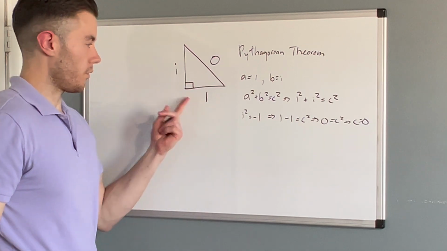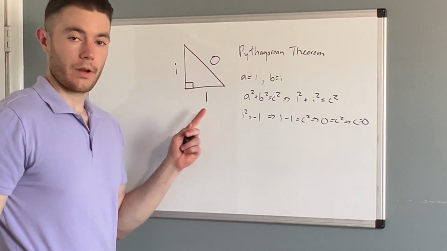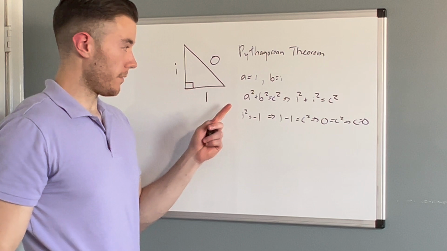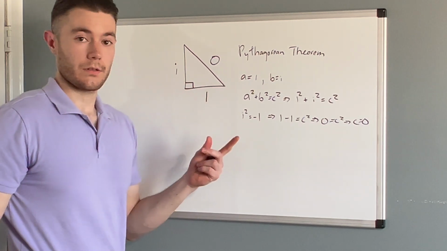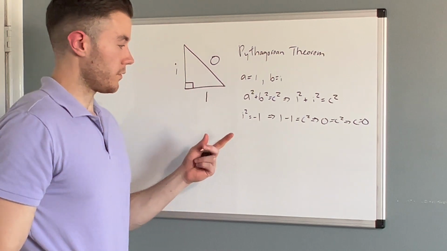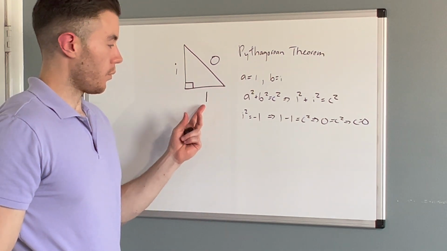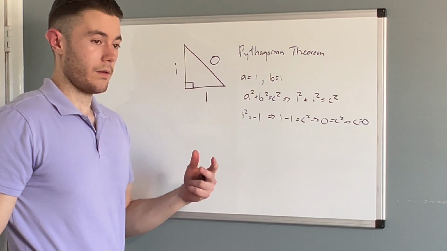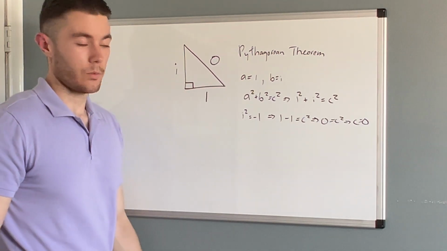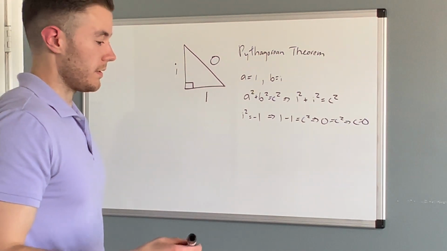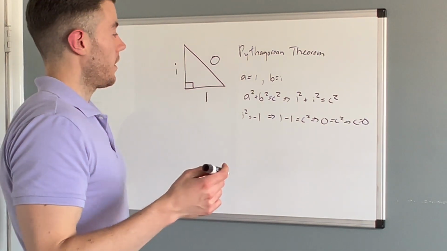So we have a right triangle. Right triangles obey Pythagoras' theorem. a is 1, b is i, the square root of -1. If you square it, you get -1. 1 squared is 1. 1 plus -1 equals 0. How is this possible? It's not possible. It's kind of a mathematical joke.